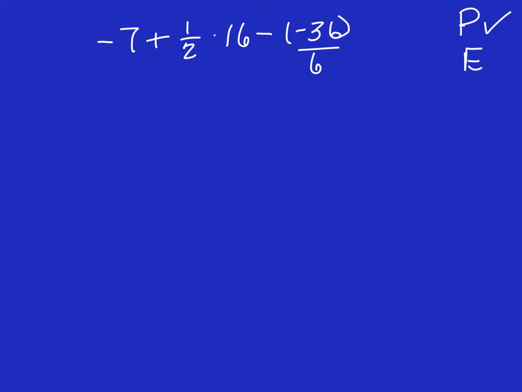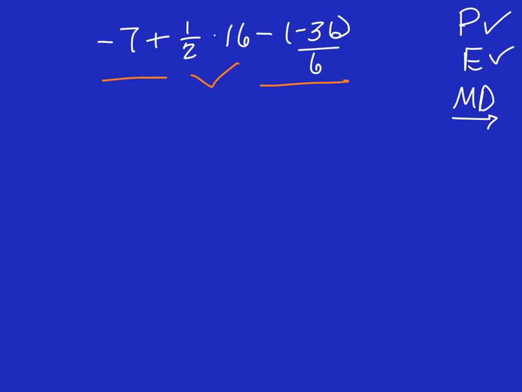So, like I said, I am rewriting this problem so we can see it on the next page. So I've got -7 plus 1/2 times 16 minus -36 divided by 6. So I finished my parentheses. I finished my exponents. I now move on to multiplication and division in order from left to right. So as I look across this problem, I have addition first, going to leave that alone, and I get to multiplication first, leaving these alone.